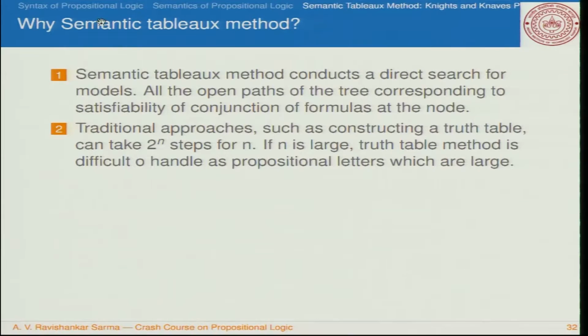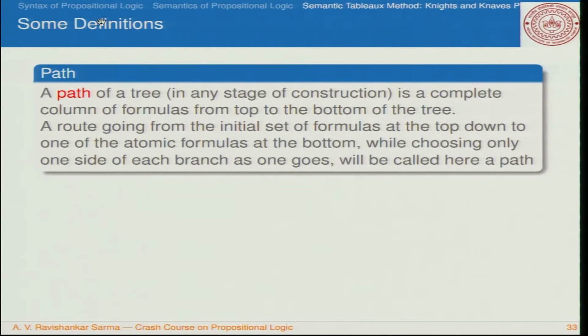The traditional approach, such as constructing a truth table, can take 2 to the power of n steps, and when n is sufficiently large, it is difficult for us to monitor the entire truth table. So, it is difficult to handle propositional letters, particularly when n is large.